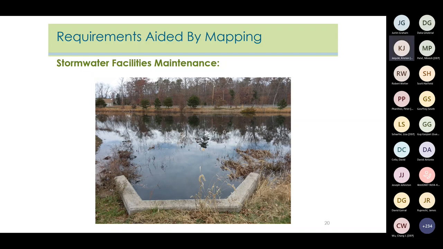Here's an example of a basin where the ownership was unknown and therefore the cleaning and maintenance was neglected. So the lack of cleaning and maintenance turned this basin into a pond that was complete with aquatic vegetation and wildlife.